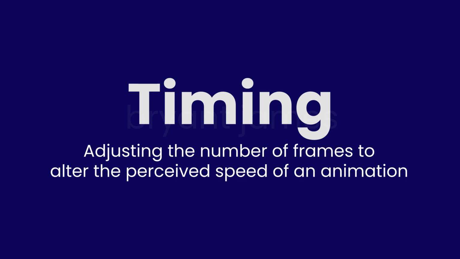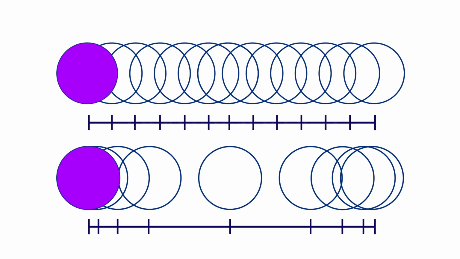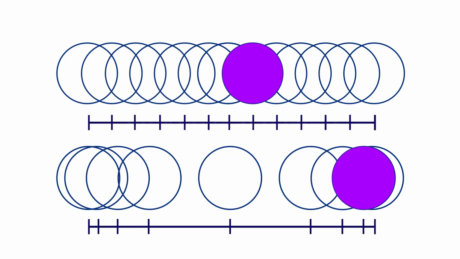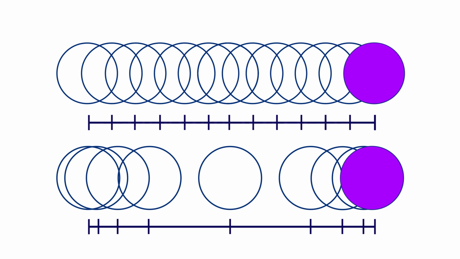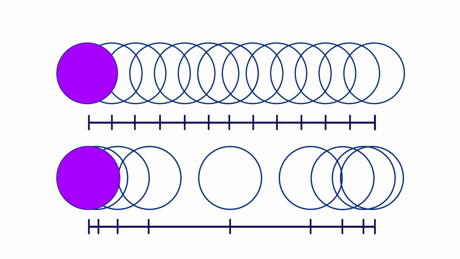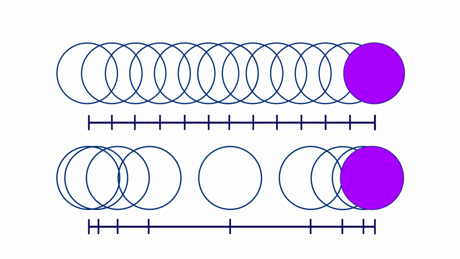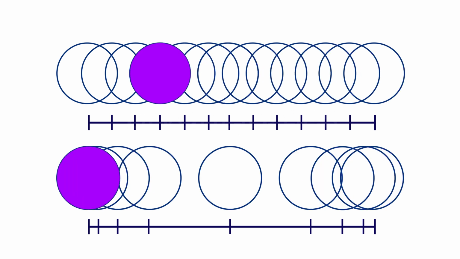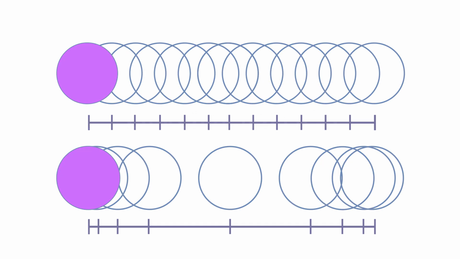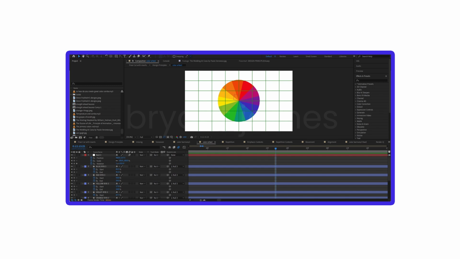The sixth principle is timing. It refers to the number of frames used to depict a specific action, which in turn dictates its speed and rhythm. By manipulating timing, animators can make an action appear slower and smoother by using more frames, or faster and snappier with fewer frames. If you're totally new to the word frames, I will quickly explain.